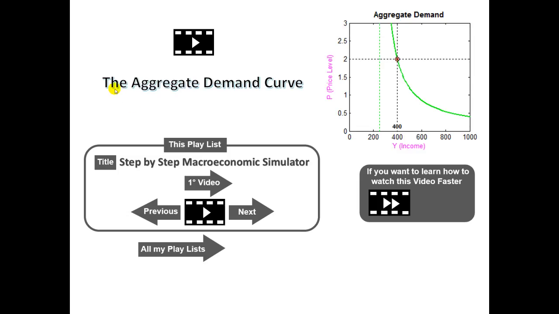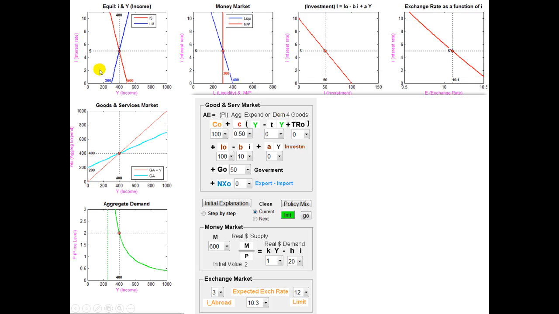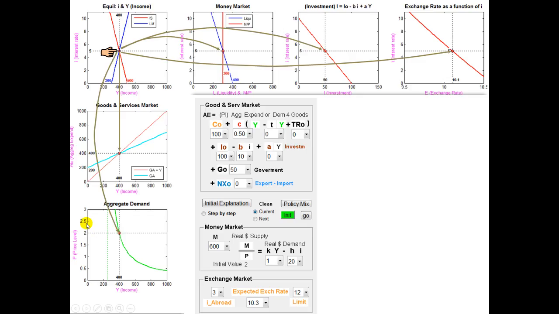Hello, in this video we are going to see the aggregate demand curve, which is this curve. Quickly, we saw in the previous videos that we found this intersection, and then with this intersection we got this graph, this graph, this graph, this one, and what we are going to see now is this graph. And after this video we will be able to modify this M in the money market.